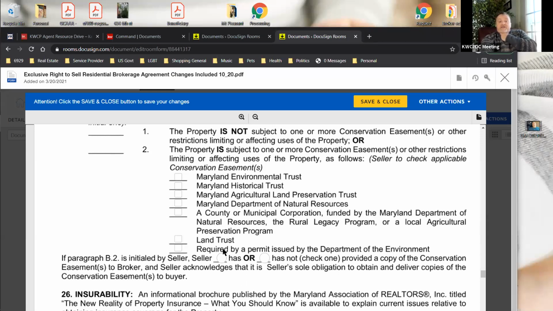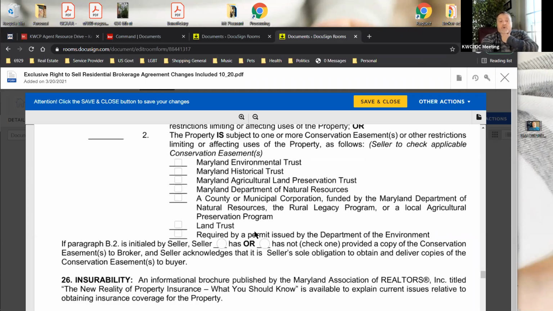So typically, if it is, the seller will know that, and they will disclose that to you in your listing agreement here. So you'll want to make sure that you carefully review these items with them to make sure that these items are not part of any kind of requirements there.